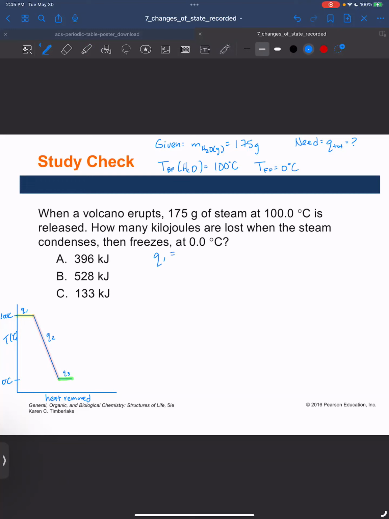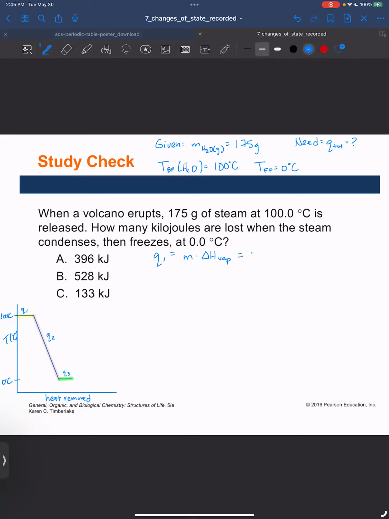But Q1 is a plateau. It's a state of matter change. So what formula do we use? Mass times the heat of vaporization, or mass times delta T times specific heat? Hopefully you said the first one, mass times the enthalpy of vaporization, because there's no change in temperature at that 100 degrees. We first got to convert all that water from a gas to a liquid at this point, and that's a separate calculation. So let's go ahead and do that.